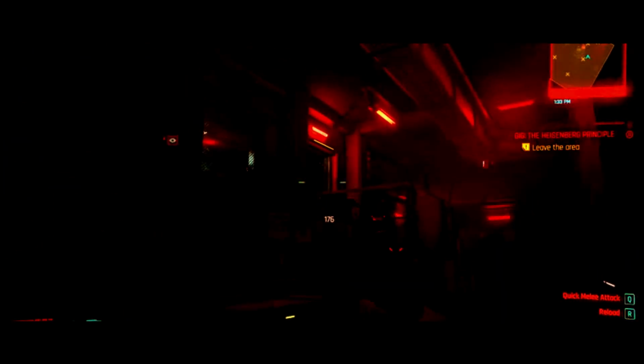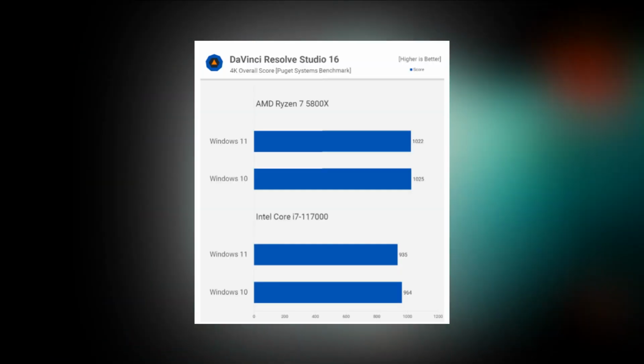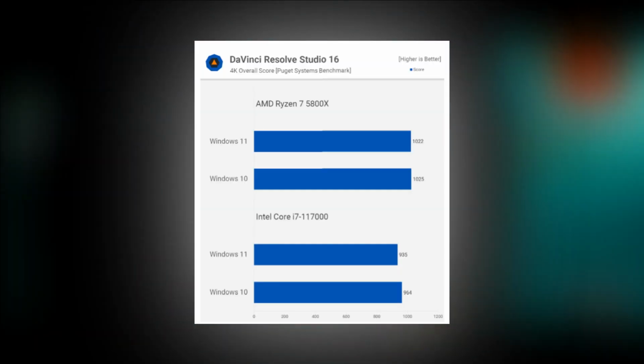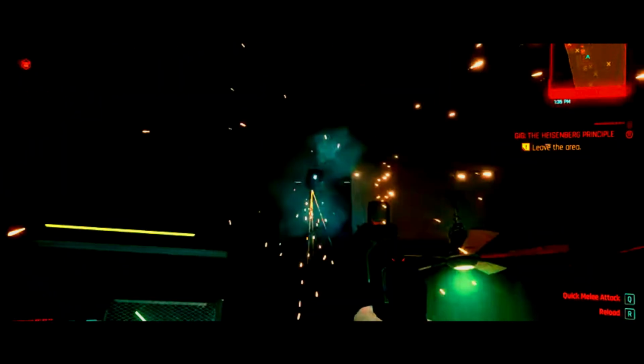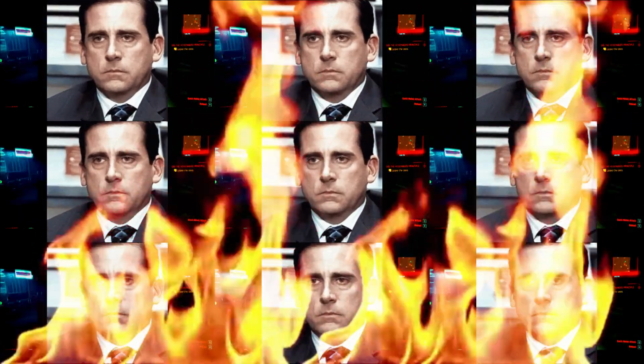Although the data is based on a 3-run average, I would still allow for a 1% margin of error, and that means at most we could be looking at a 1% difference between the two operating systems. Either way, 3% is still a meaningless margin. It's all a gimmick. As I said earlier, Microsoft is playing games with us.